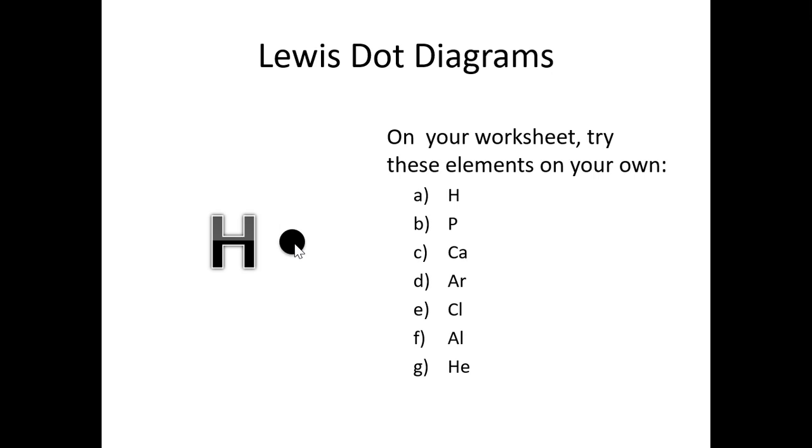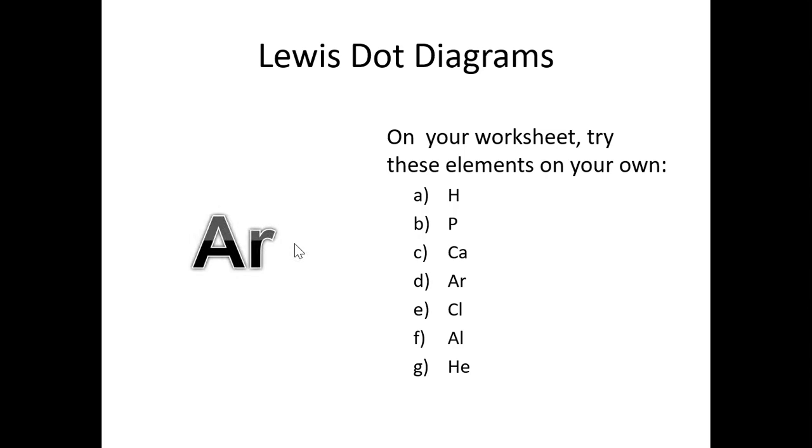Let's try phosphorus. So phosphorus is a P. Phosphorus is in column 5A, so it needs 5 valence electrons. First two go here, and then 1, 2, and 3. That's the Lewis dot diagram for phosphorus. Calcium is in column 2A, therefore it has 2 valence electrons. So 1, 2, and we're done.